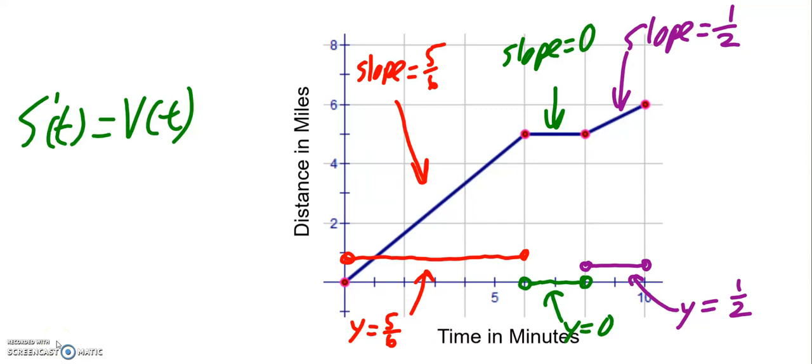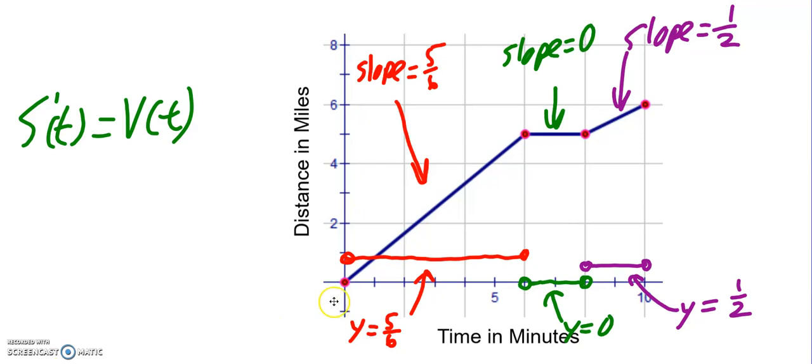So again, key takeaways. What do we want to know? We want to know the relationship between position and velocity. The relationship between position and velocity is the derivative. The derivative of position is velocity. What does derivative represent? Derivative represents slope.